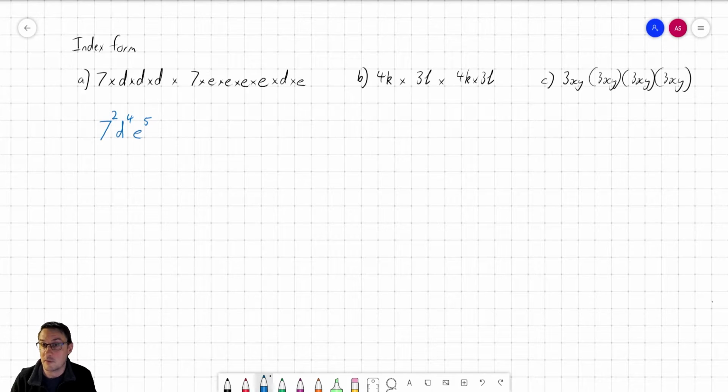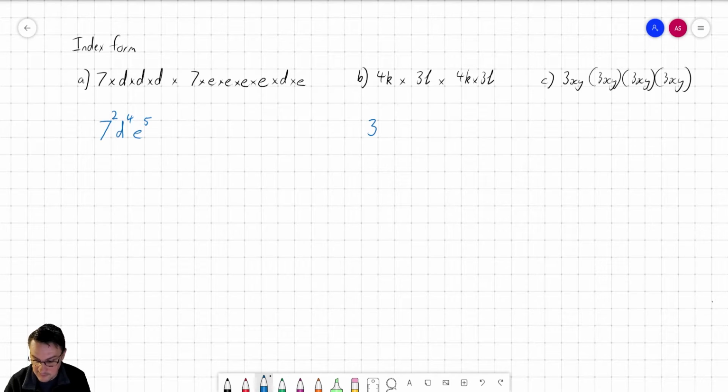Next up, we don't have it as separated as we did in that first example. So we've got 4k times 3l times 4k times 3l. Now we're going to deal with this in a similar way. We're going to deal with numbers first, then we're going to deal with letters. The first number I want to deal with is the lowest one, just to keep them in a kind of counting order. Looking at this here, I've got the number 3 to begin with. That's the lowest number I have.